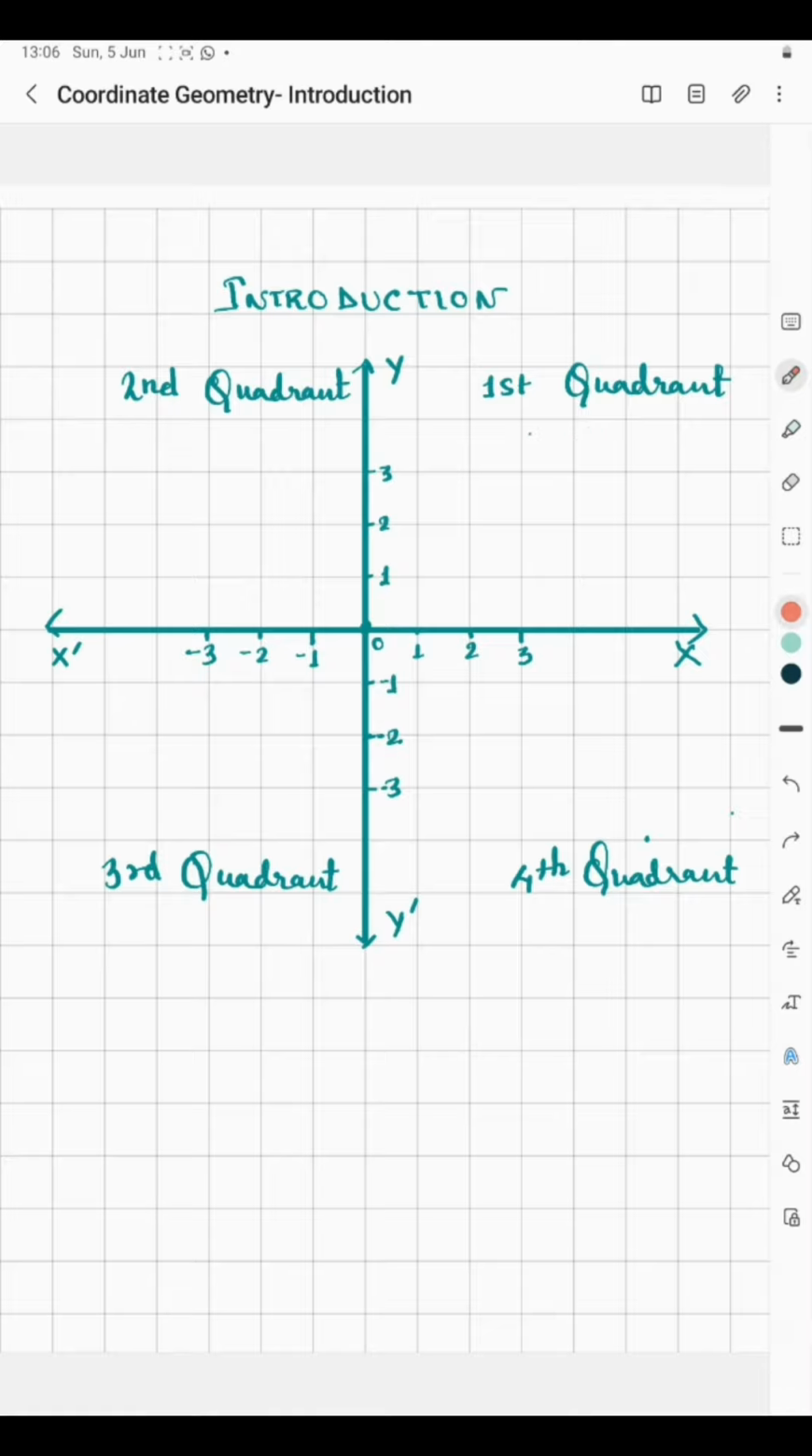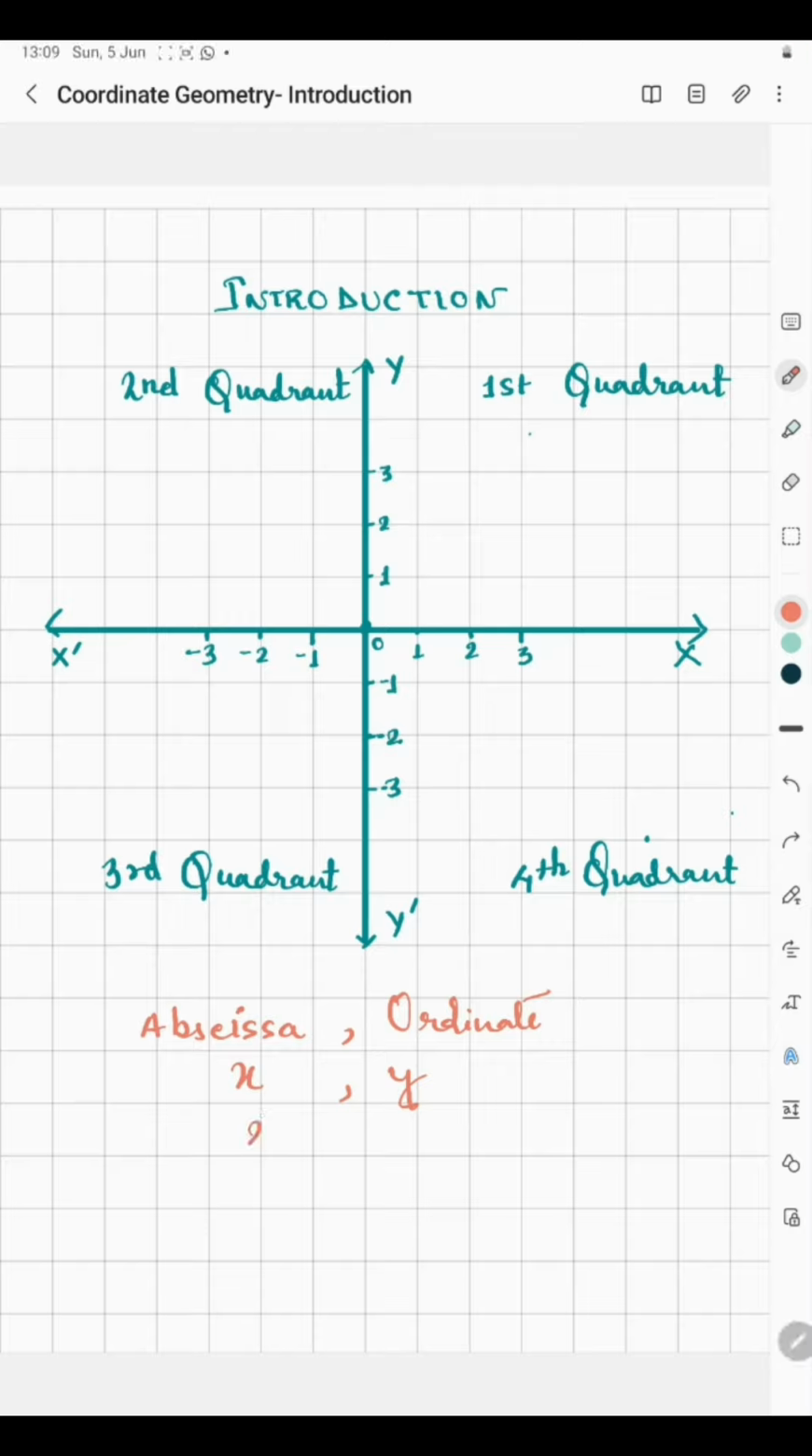Now here we have two special terms. One is abscissa, which is the value of x, and another is ordinate, which is the value of y. Abscissa means the exact value of x and ordinate means the value of y.